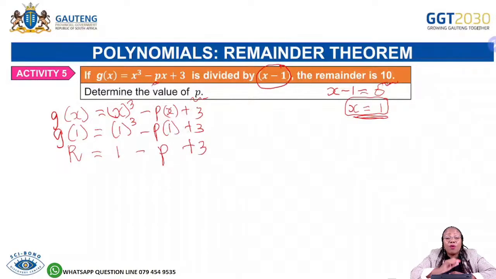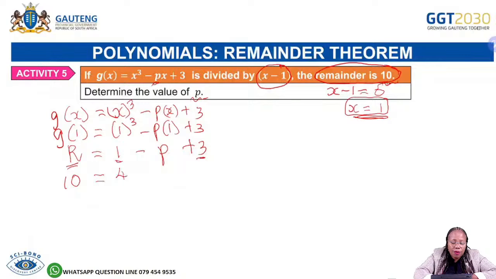We can't rely completely on a calculator because there's a letter that is an unknown there. It's not the same as the previous question. So what is the remainder? Remainder is equal to 10 there. So on the side of the remainder, we'll substitute our remainder 10. And then we have 1 plus 3, of which is 4 minus p.